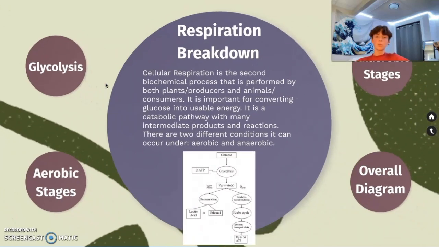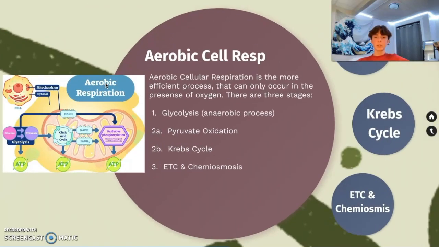Now, moving on to our aerobic stages of cellular respiration, there are 3. Although pyruvate oxidation must occur before the Krebs cycle can occur, because the Krebs cycle will not accept the pyruvate, which is created by glycolysis, because it must be converted into something called acetyl coenzyme A, which we will get into later.